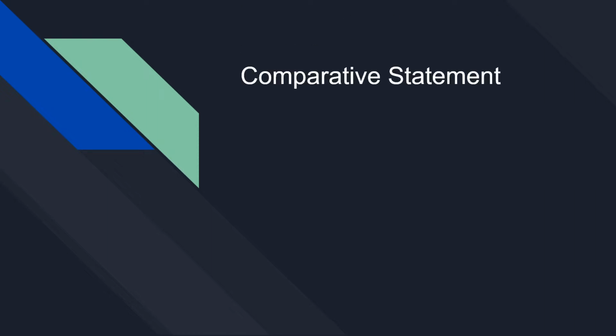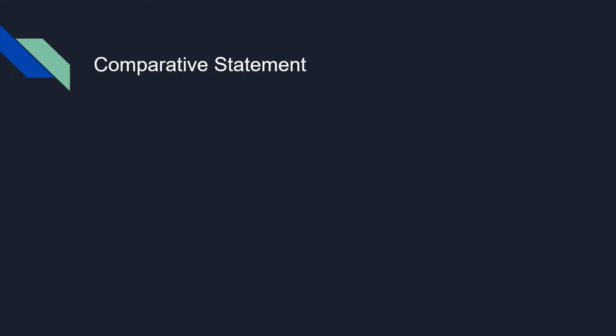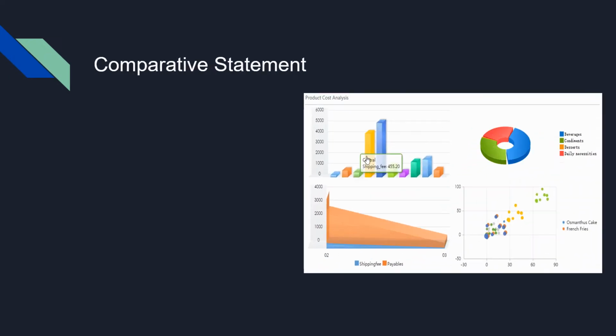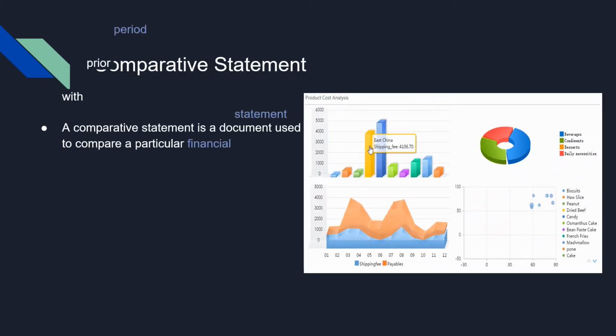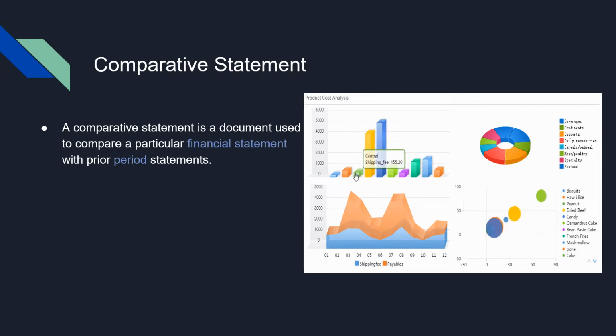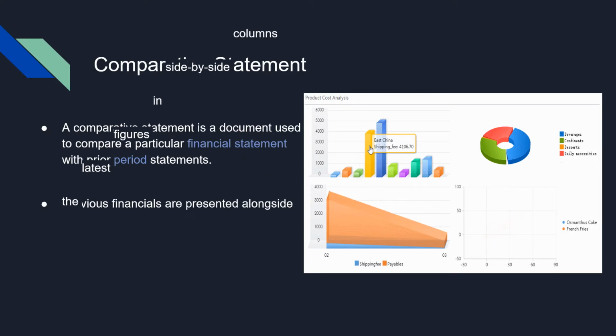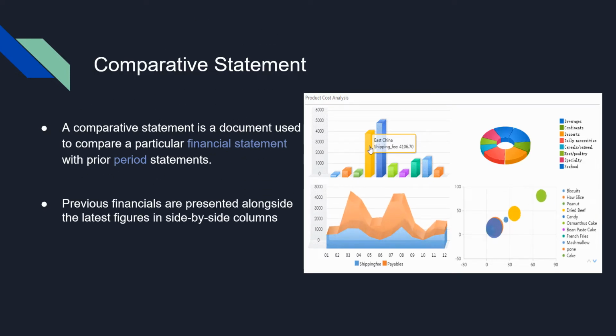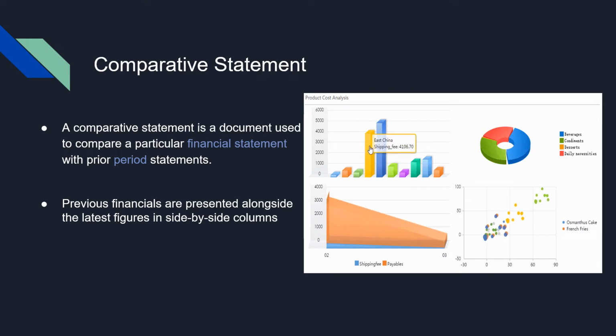The topic for the presentation is comparative statement. Let us start. Comparative statement. A comparative statement is a document used to compare a particular financial statement with prior period statements. Previous financials are presented alongside the latest figures in side-by-side columns.